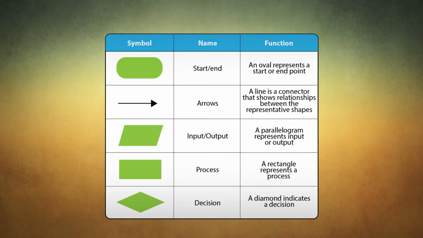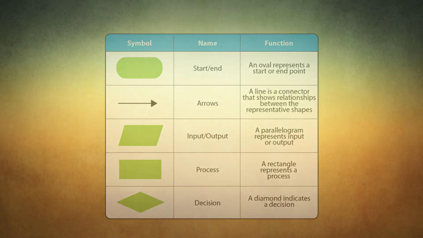Start, end. An oval represents a start or end point. Arrows. A line is a connector that shows relationships between the representative shapes. Input or output. A parallelogram represents input or output. Process. A rectangle represents a process. Decisions. A diamond indicates a decision.